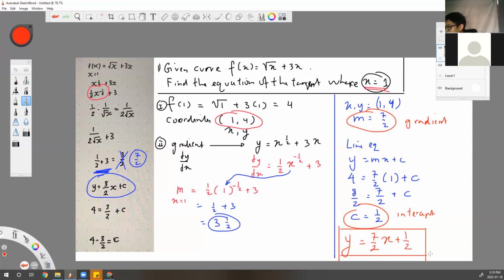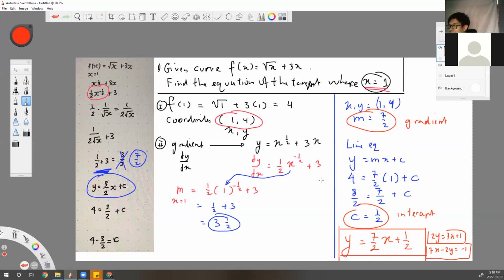If you want to modify further, yes, you can. Surely you can. You multiply by 2. So 2y equals 7x plus 1. Or 7x minus 2y equals negative 1. Up to you. Everything is right. Get the idea, Vicky? Yeah.